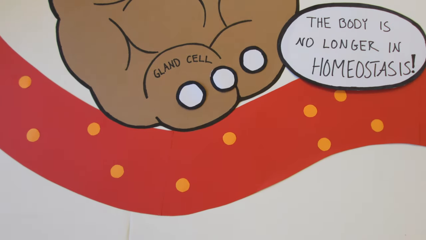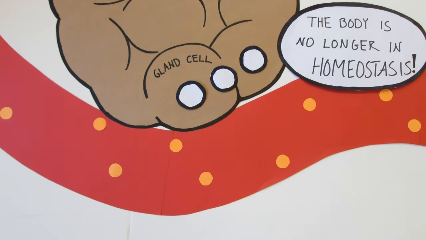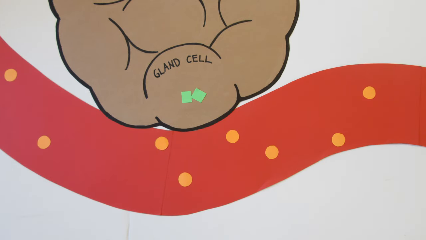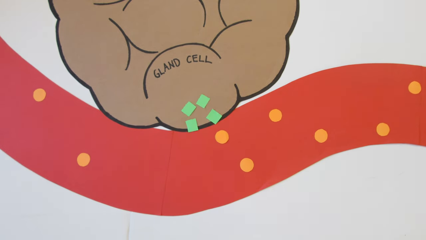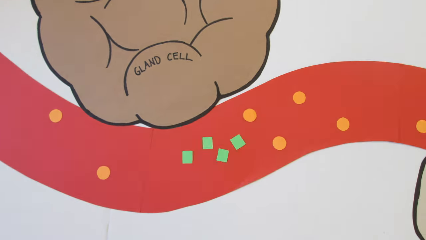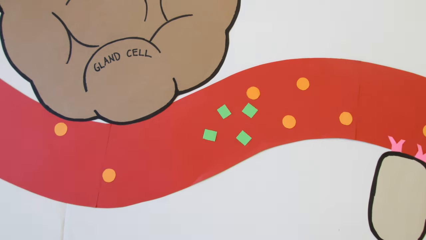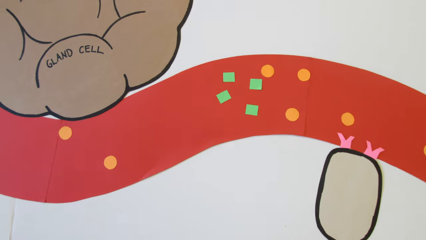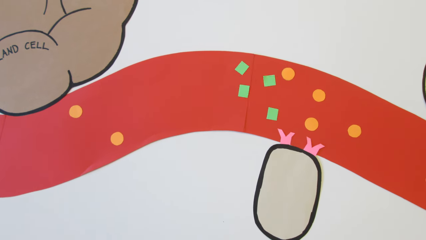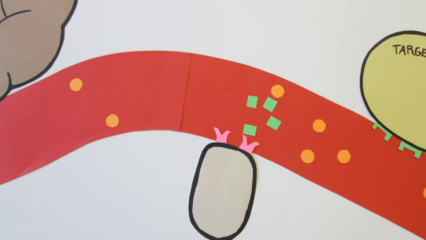First, a gland detects a change in the body's internal environment. This gland then increases the secretion of hormones, which enter the bloodstream. Hormones travel through the blood and can have potential effects throughout the body. However, hormones will not act on every cell.